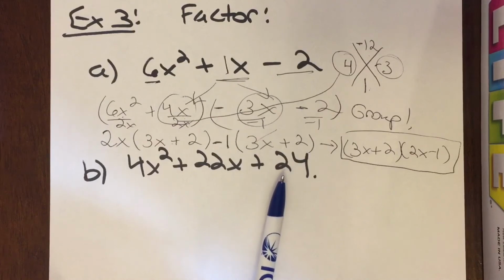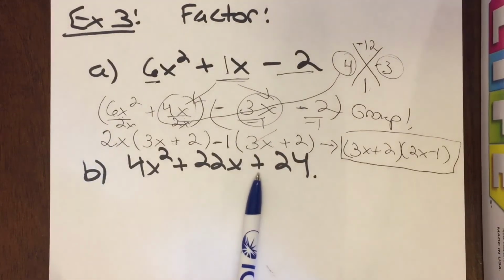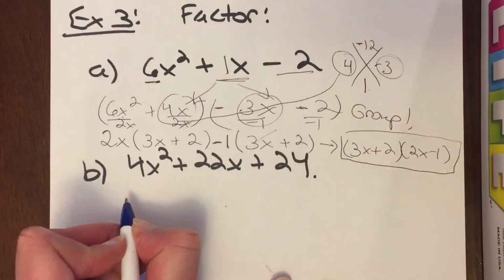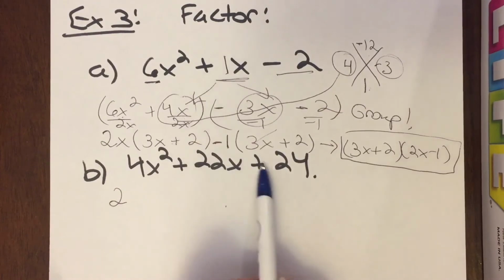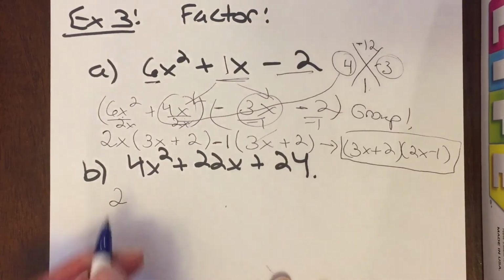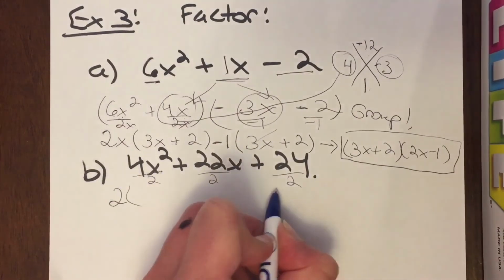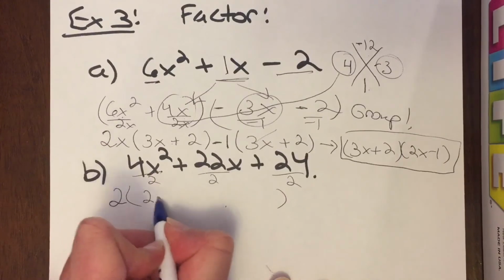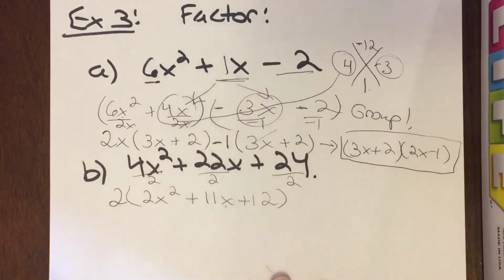I notice those are all even numbers, so I know I'm going to have a GCF. All of these are divisible by 2. So the first thing I'm going to do is take out a GCF of 2. Variable-wise, they don't all have a variable, so I'm not going to be able to take a variable out. So I'm just going to divide all of them by 2. Again, if you need to write this out to help you, go for it. So this is going to leave me with 2x squared plus 11x plus 12.